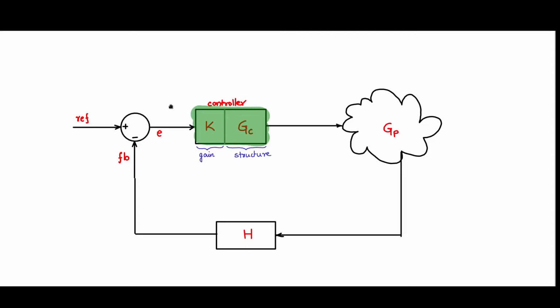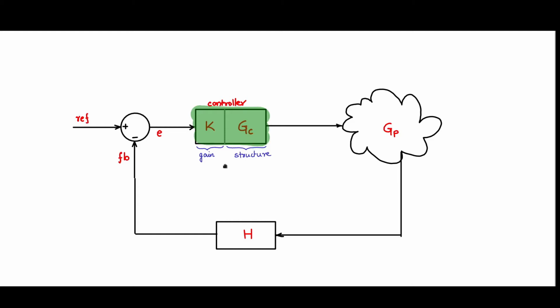Consider this control block diagram on the whiteboard. So you have the reference, the feedback, comparison between them and the error, which is actually going to the input of the controller. And the controller is actually of two parts, the gain part and the structure part, GC, which is actually controlling the plant, GP. And there is a feedback portion which has an equivalent transfer function, H.